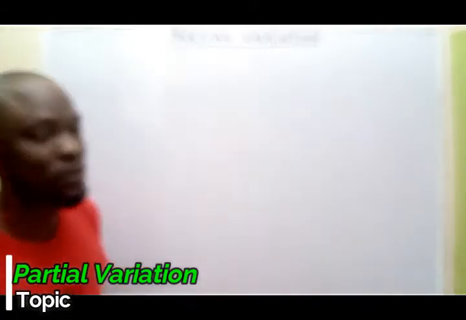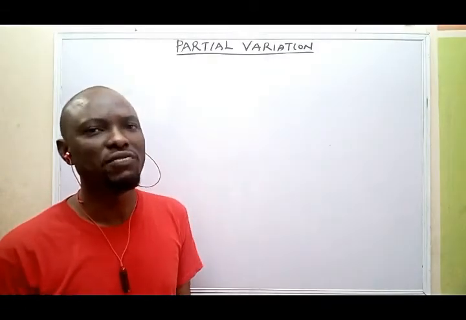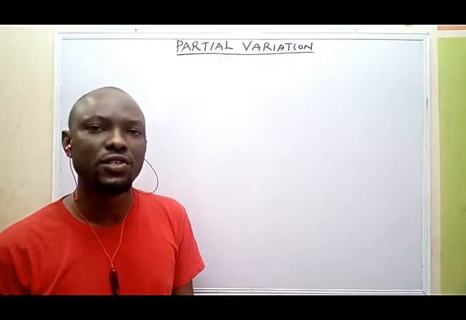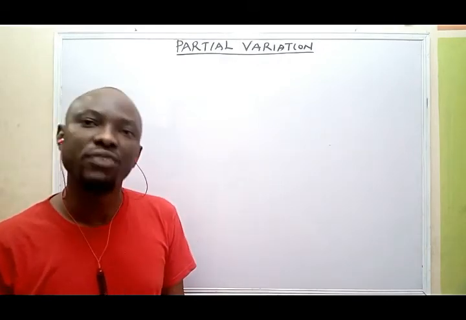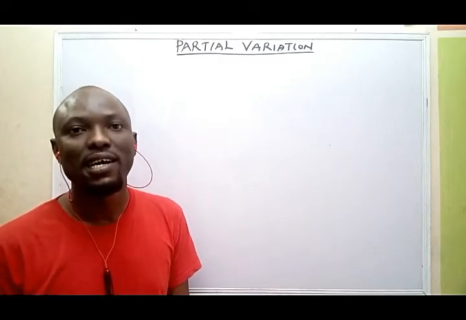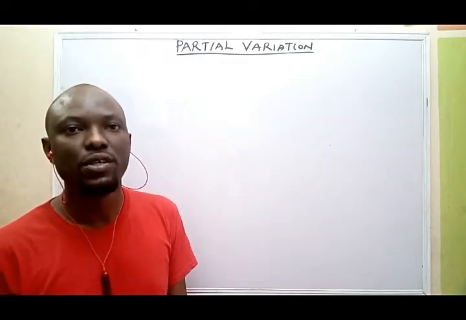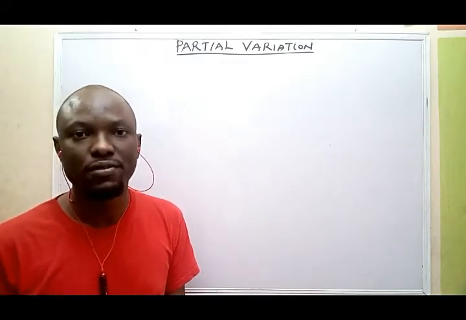In this video, we'll be looking at partial variation. And what is partial variation? Partial variation exists when a variable, which is a quantity, is partly constant and partly varies with another variable. So two variables have to be involved.